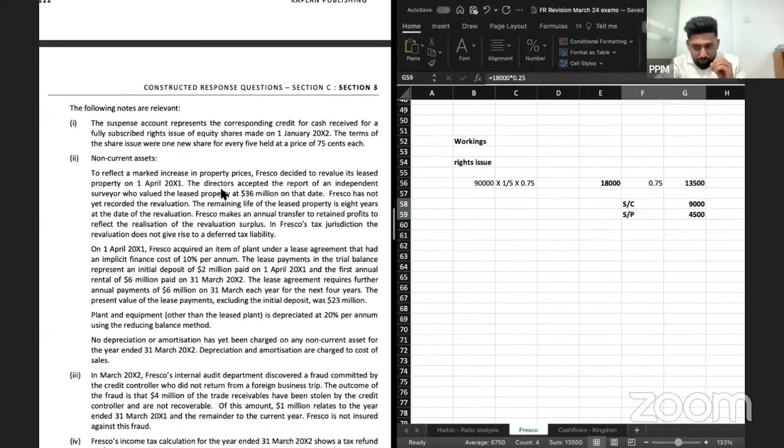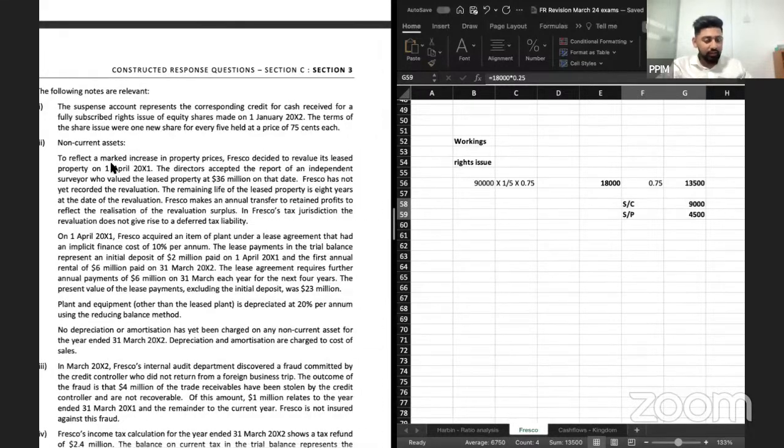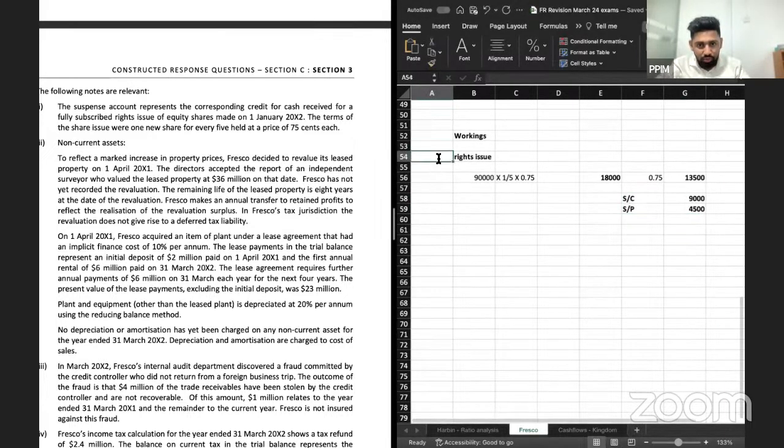In every exam session for FR, you're going to get an IAS 16 adjustment. You will get it. There's no two words about it. Now here they say, to reflect a marked increase in property prices, Fresco decided to revalue its leased property on 1st of April 2011. So you have leased property, you're going to revalue it. The directors accepted the report of an independent valuer, who valued the lease property at 36 million on that date. Okay. Now working one, rights issue, done.